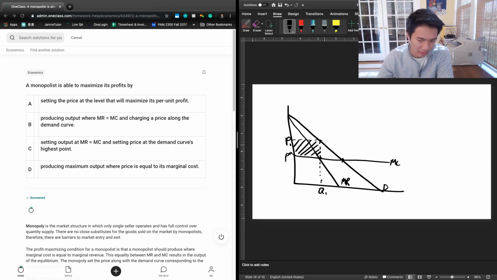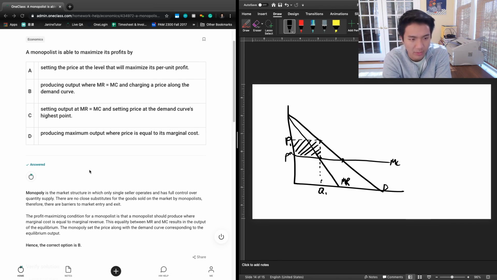is monopolist profit. So what we see here is that the first step is to find the intersection of marginal revenue equals marginal cost, because that's the profit maximizing rule for monopolists, and then you see where monopolists would price by going to the demand curve after finding that intersection. So the best answer here, looking at the answer choices, is B: a monopolist is able to maximize its profits by producing output where marginal revenue equals marginal cost and charging a price along the demand curve.